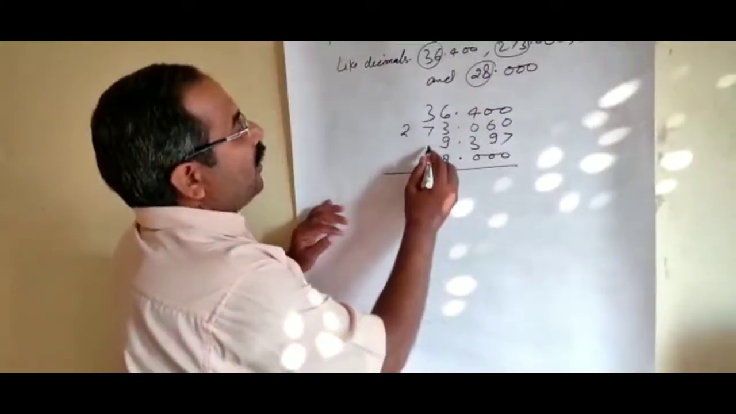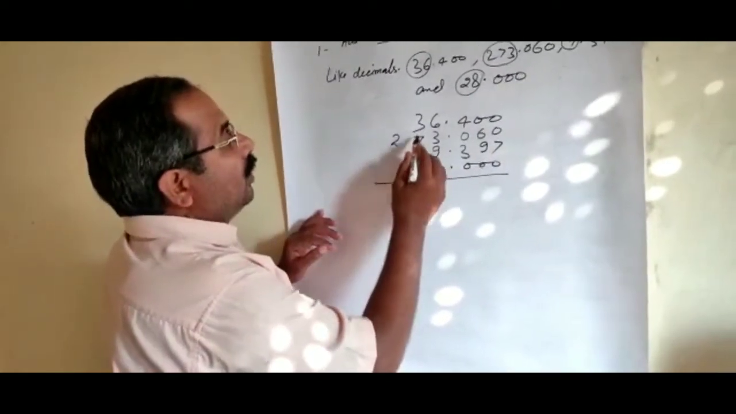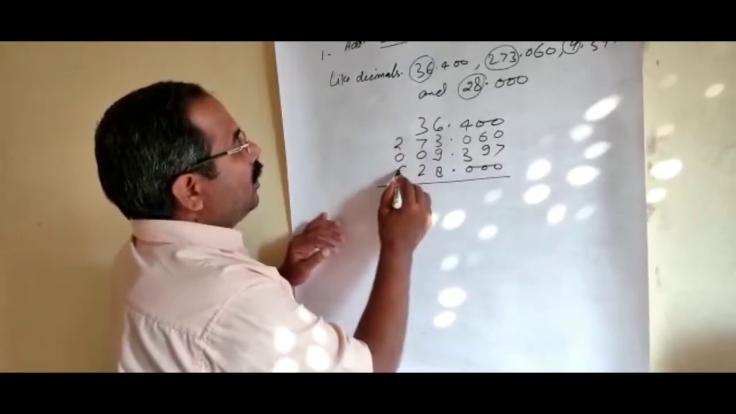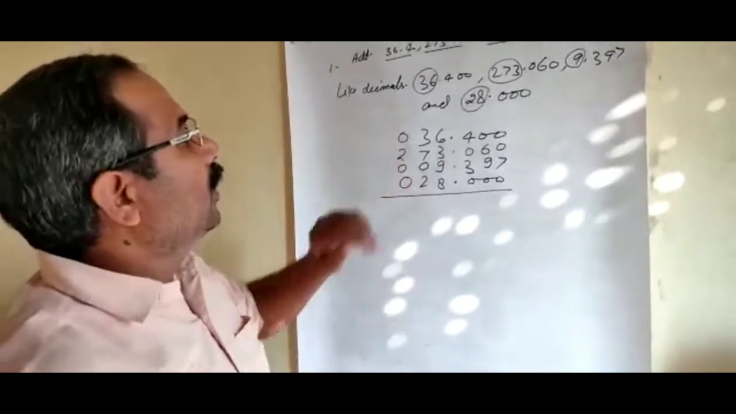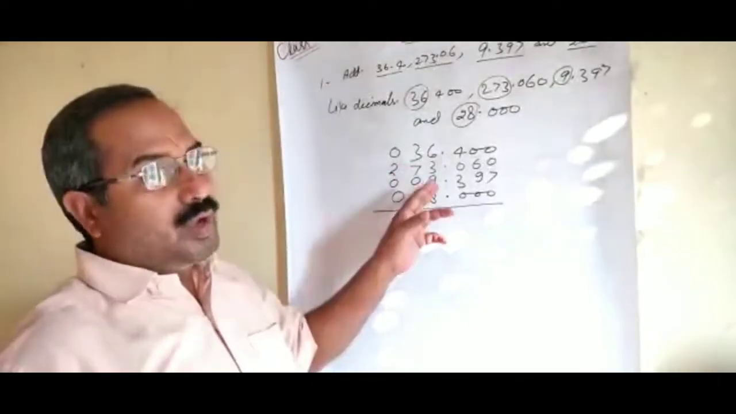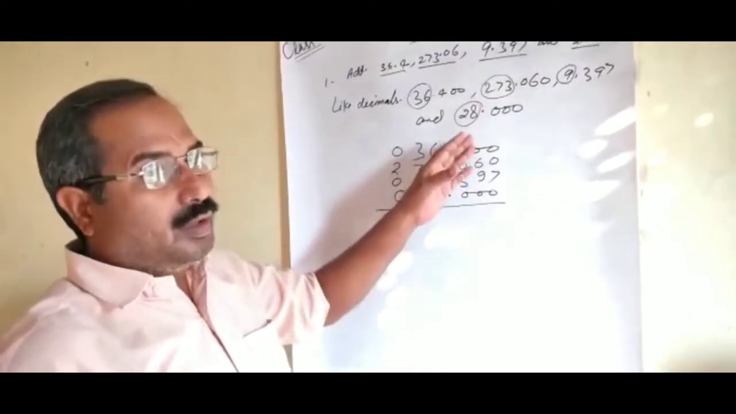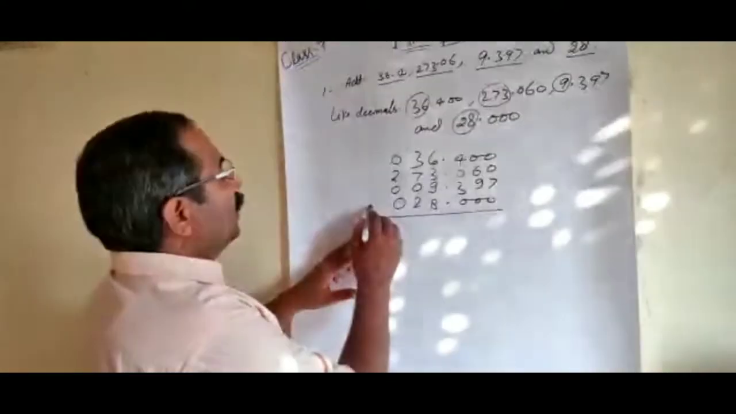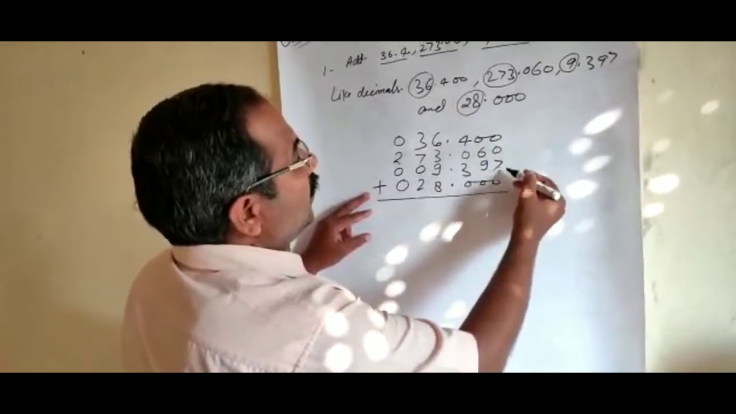If you want to make all the numbers equal in line, you can increase 2 more zeros here, 1 more zero here and 1 more zero here. In this way, if you increase them, their value is unchanged, but it will be easy to add properly. So now add these numbers.